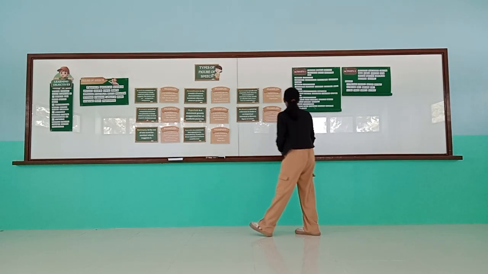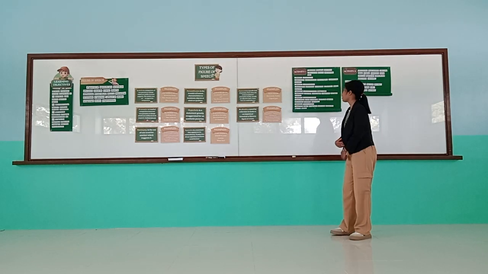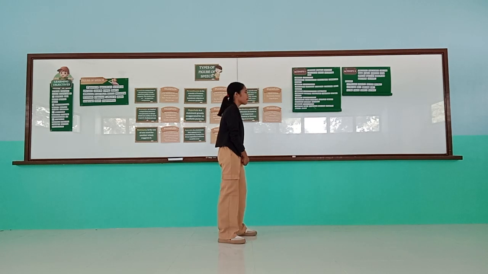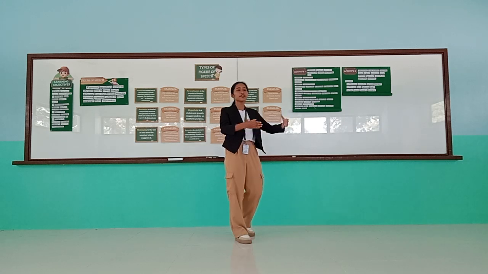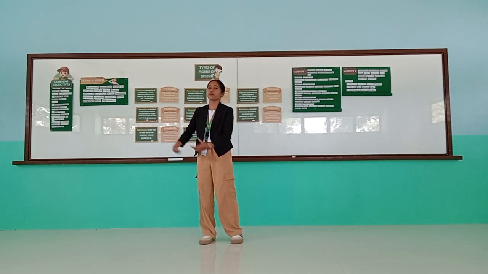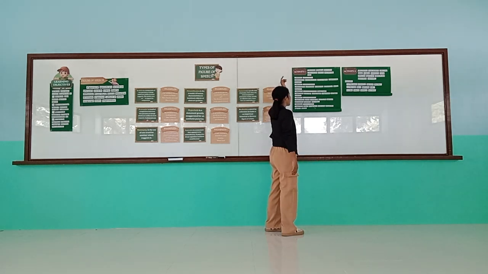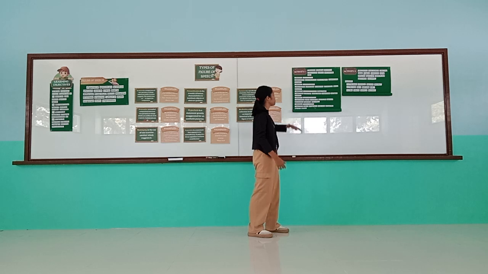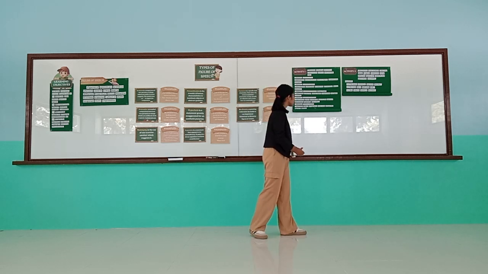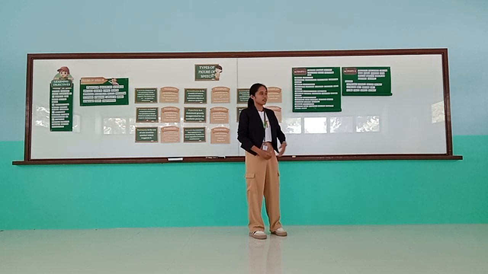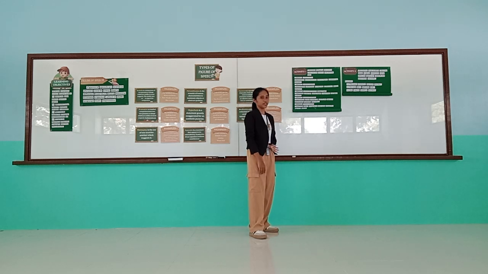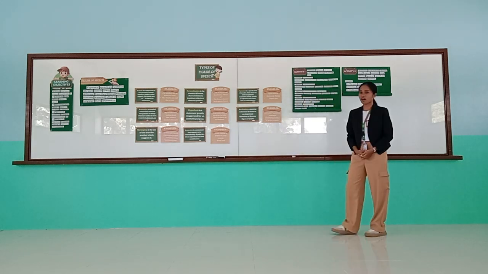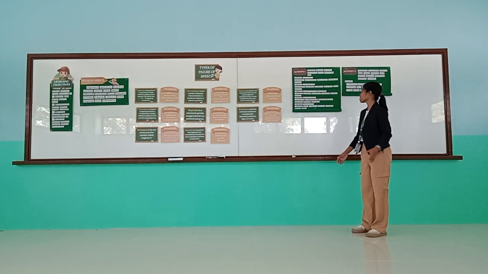Okay, next, I will give you a group activity. So, I will be dividing you in 5 groups. There's group 1, group 2, group 3, group 4, and group 5. Group 1 will be the visual learners. Their task is to create a poster illustrating different figures of speech. Group 2 will be the auditory learners. Their task is to compose a short poem or song using figures of speech.